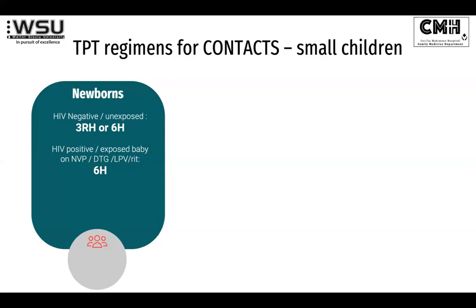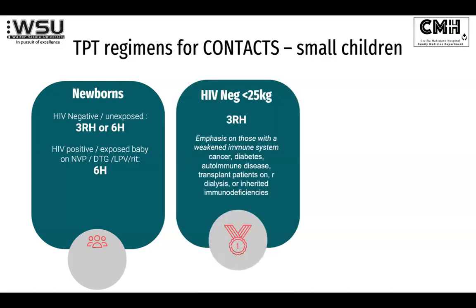But if the baby is HIV positive or HIV exposed, so they're taking nevirapine as part of their PMTCT program, then there are potential problems with giving rifampicin if they're on nevirapine or dolutegravir or lopinavir or ritonavir, which are basically all the regimens we have for babies. So they will get the 6 months of prophylaxis of INH.